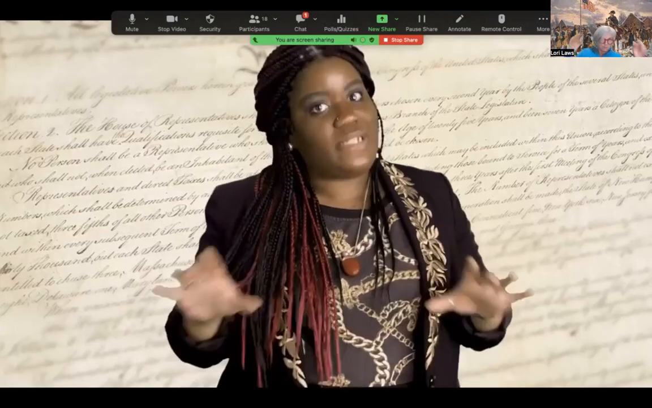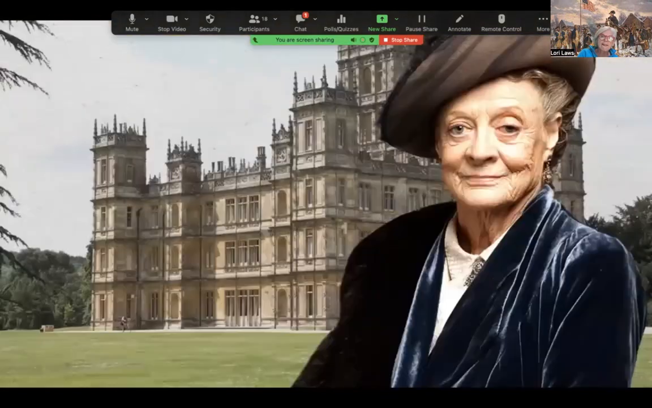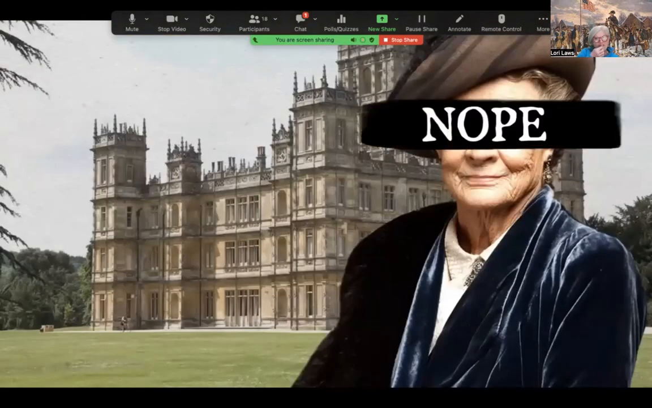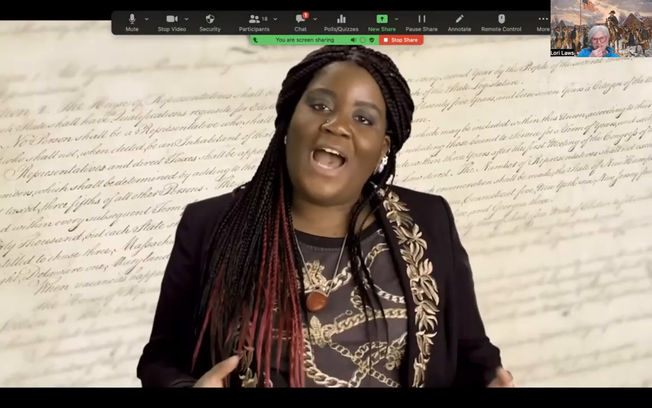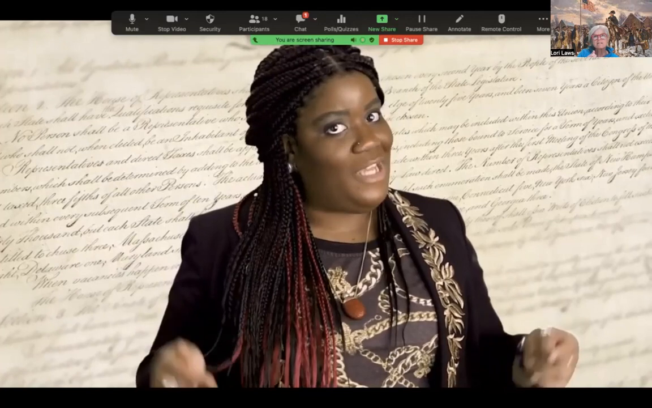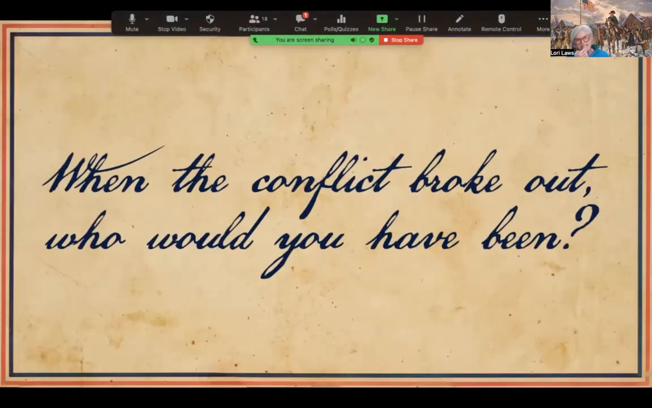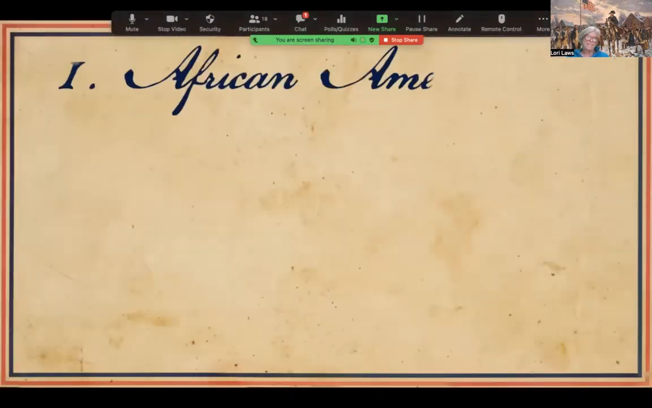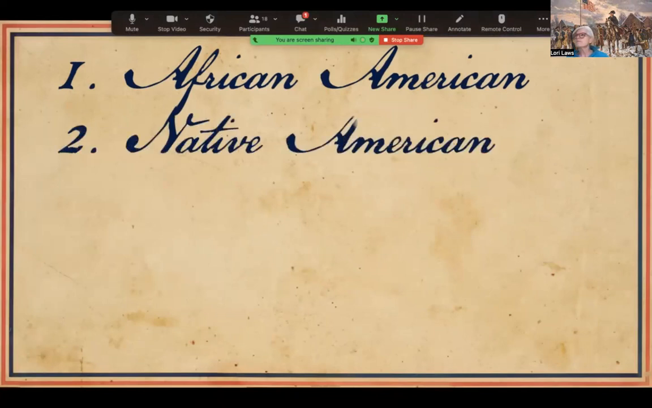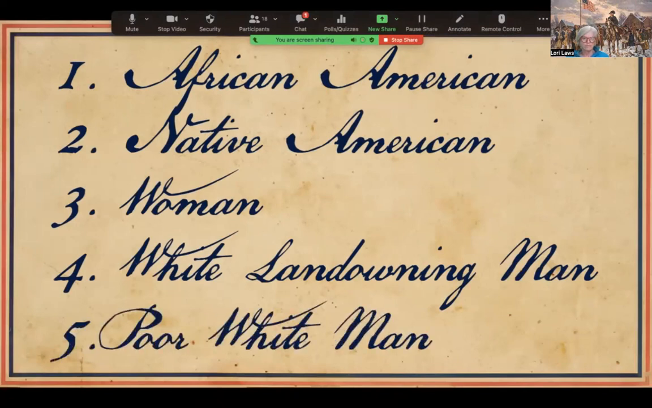And finally, although it's easy now to imagine that in our past lives we were all George Washington or the folks living in the fancy upstairs part of the house on Downton Abbey, chances were we would have been just a part of the larger population. So you have to put yourself in the uncomfortable shoes of the average Josiah or Jacoba and ask, when the conflict broke out, who would you have been? So you could have been, on a list that's not all-encompassing, an enslaved African-American laborer, Native American, women from all backgrounds, a white land-owning man, or a non-property-owning white colonist, also a man.